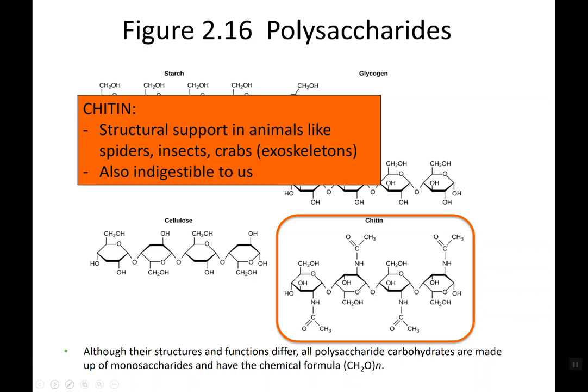Chitin, or chitin if you're David Attenborough, is a support in animals like spiders, insects, and crabs. So anything with an exoskeleton, a rigid outer skeleton as opposed to a bony inner one. And this is also indigestible to us. So next time you eat shrimp, if you are a person that eats shellfish, give the tail a few chomps. I think you'll find that it's unpalatable and hard to eat.